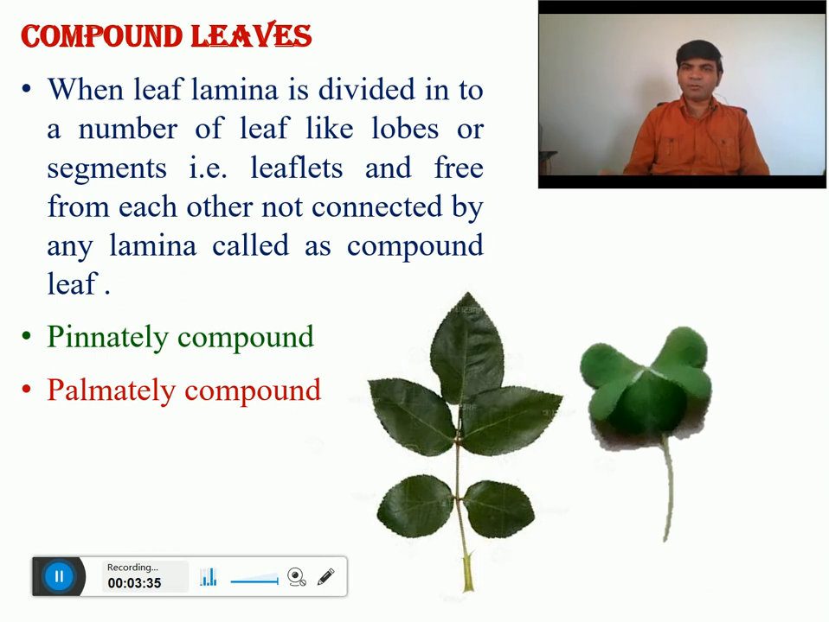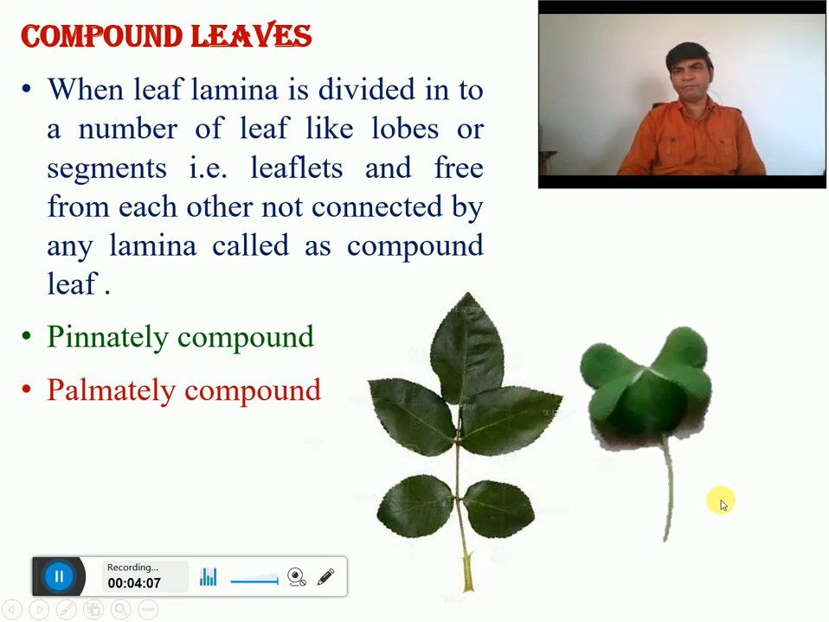Now this compound leaf is again of two types, pinnately compound and palmately compound leaf. So what is the pinnately and what is the palmately compound leaf? In this picture we can see the pinnately compound leaf. Here the number of leaflets are formed arising from different points. In the case of the palmately compound leaf, from the tip of the petiole there is a rise of a number of leaflets. Means these leaflets arise from a single point.